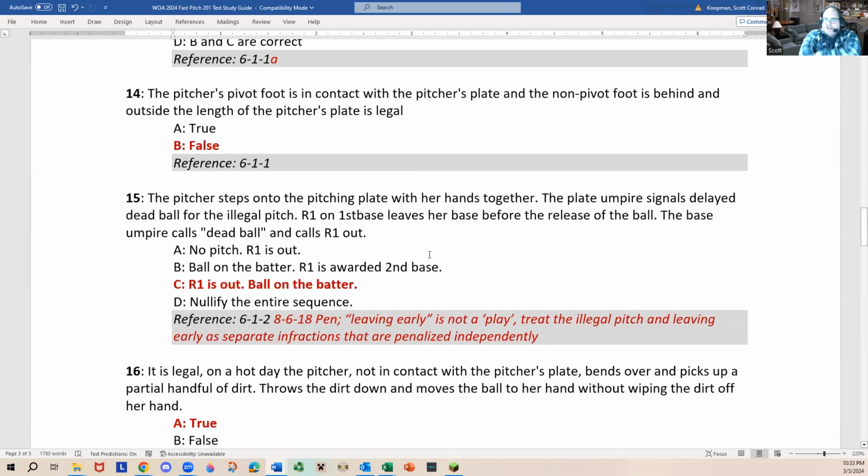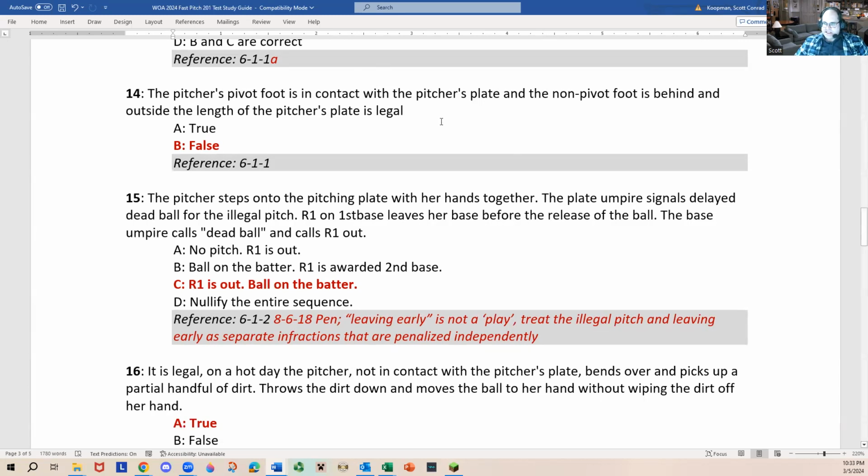Question 14. The pitcher's pivot foot is in contact with the pitcher's plate, and the non-pivot foot is behind and outside the length of the pitcher's plate. So just say we have our pitcher's plate here, and imagine two lines that go straight out and straight forward, the width of the pitcher's plate. You can't have any foot, one or both, completely outside the width of the pitcher's plate. Part or all of the foot has to be within the width of the pitching plate.